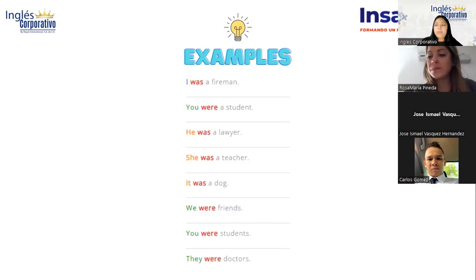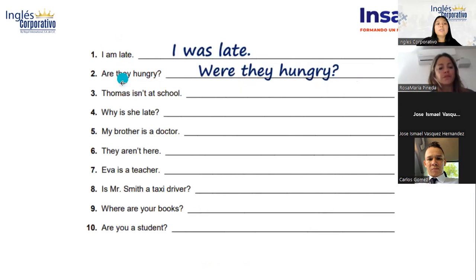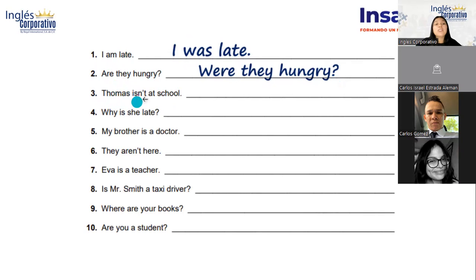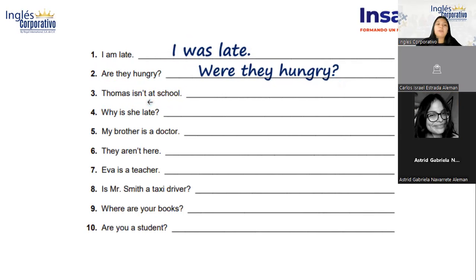Yes. Ok, so now, let's see. Si usted se fija, aquí tenemos algunos ejercicios que tenemos que hacer, ¿ok? So, number one, I am late. Está en presente. Ahora vamos a pasarlo al pasado, con el was. I was late. Yes. Mire la número dos, are they hungry? Ahora la vamos a pasar al pasado. Sería, were they hungry? ¿Sí? Ahora pasemos la número tres al pasado. He was not at school. Oh, no. Es una oración, no es una pregunta. Mire. Entonces... Thomas was not at school. Perfect. Yes. Number four.